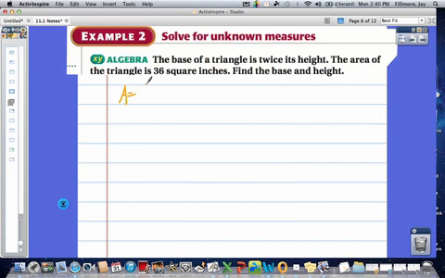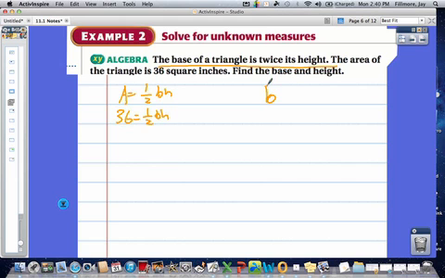We know our area formula is 1/2 times the base times the height. So let's just plug in what we know. We know the area is 36. We cannot solve this equation. We have 2 variables. Too many options here. But here's what we do know. The base is twice its height.